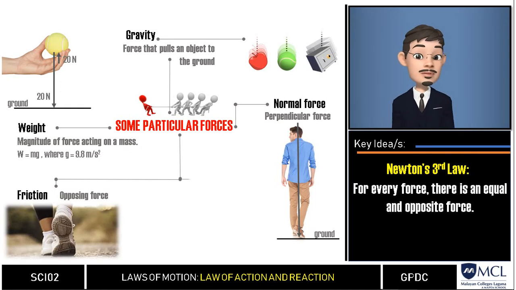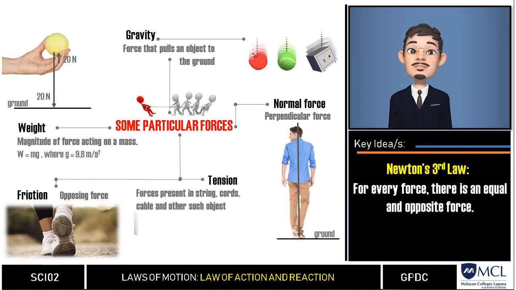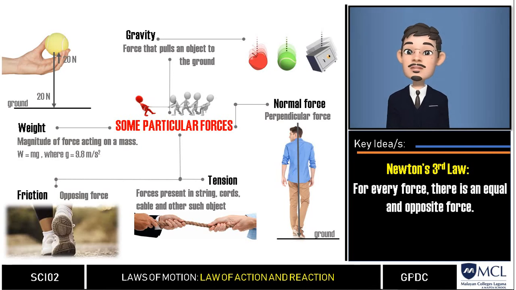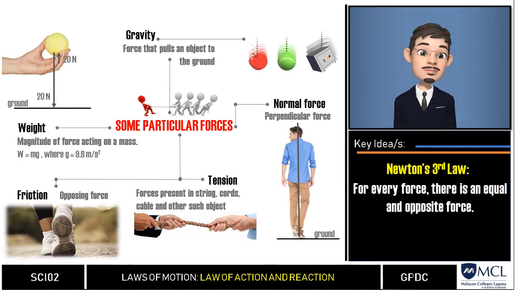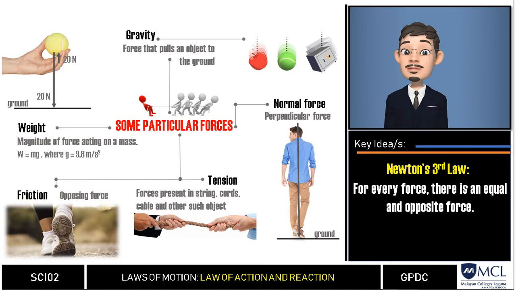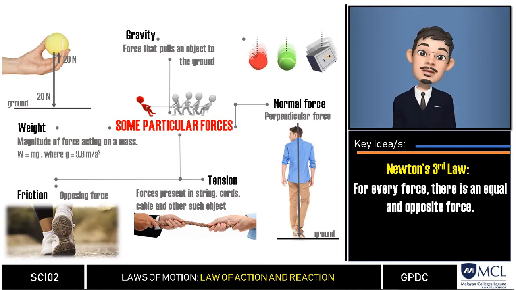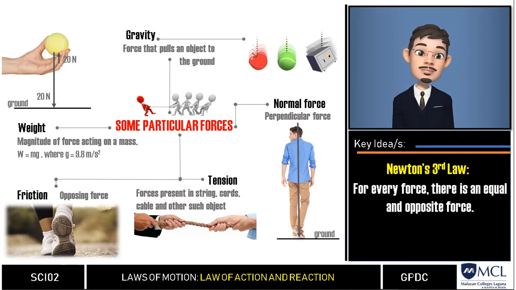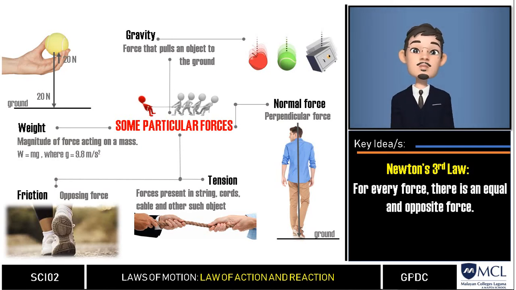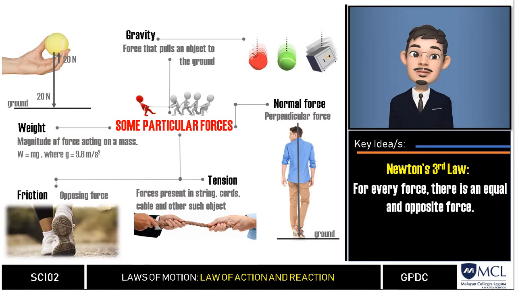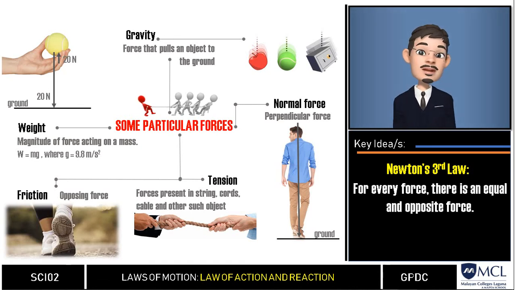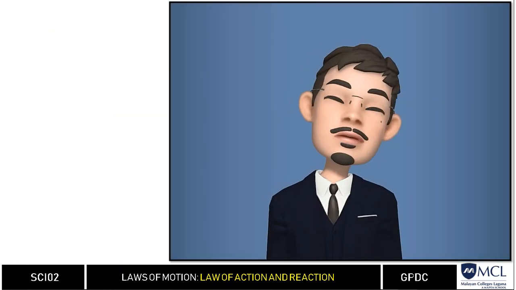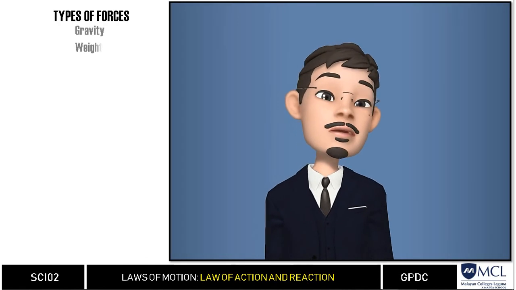And lastly, the tension. When we pull a cable or rope attached to a body, the cord pulls on the body with a tension force away from the body and along the cord. In this type of force, the cord or cable or string or other such object is typically referred to as massless, meaning its mass is negligible compared to the object's mass, and unstretchable. This cord serves only as a connection between two bodies. These are the common types of force that we are using in the study of motion.